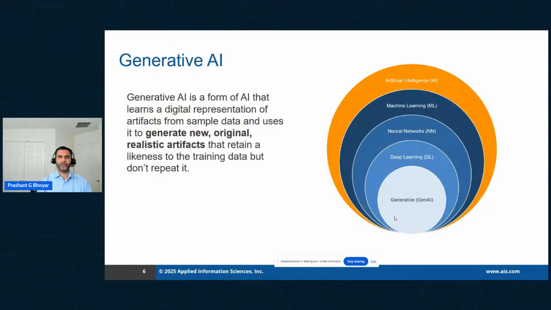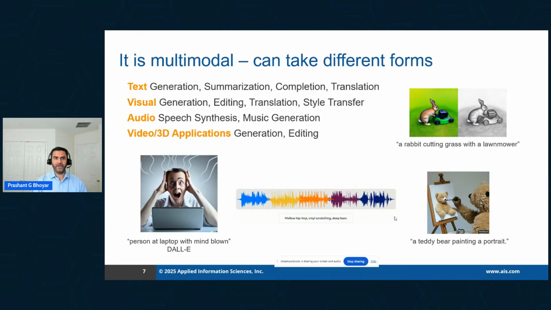So let's talk about what is generative AI. Generative AI is a form of AI that learns a digital representation of artifacts from sample data and uses it to generate new, original, realistic artifacts that retain likeness to the training data, but don't repeat it. Generative AI is multimodal. It can take different forms. We can use it for text generation, summarization, completion, translation. We can also use it for visual generation, editing, translation, or style transfer. We can also use it for speech synthesis, music generation, and recently we also have video support as well. So we can use generative AI for generating videos or editing videos as well.